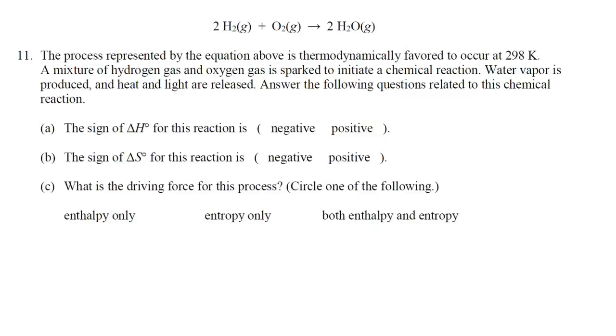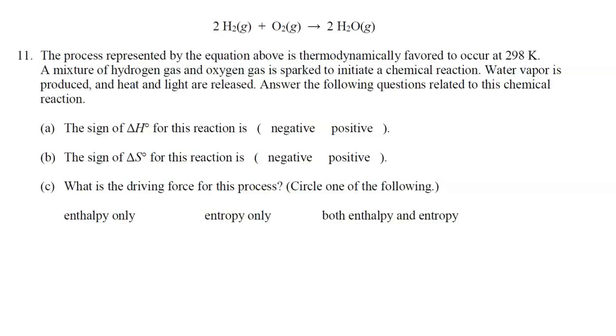This is 2 moles of hydrogen gas reacting with 1 mole of oxygen gas to produce 2 moles of water vapor. A mixture of hydrogen gas and oxygen gas is sparked to initiate a chemical reaction. Water vapor is produced and heat and light are released. So that detail, that heat and light are released, will help us make a decision about the sign of delta H for this process. Answer the following questions related to this chemical reaction.